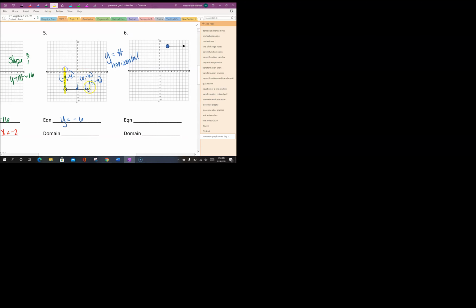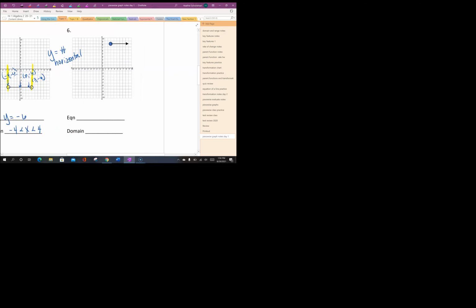So it's everything between negative 4 and positive 4. So we have negative 4 less than x, which is less than positive 4. And because they both have open circles, we'll leave it as less than. If they had been closed, then we'd change it to less than or equal to.